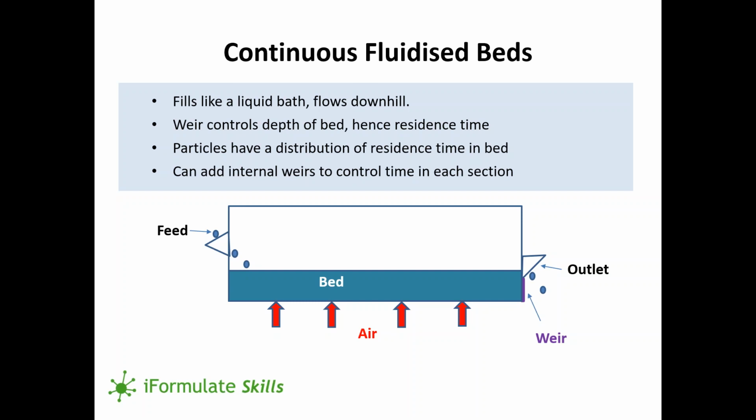Important to note that not every particle in this system will have the same residence time, because of the random movement of the particles. You can add internal weirs into the bed to give you a lot more control on the residence time and the residence time distribution. So that's another optimization that you can do with these beds. They tend to be used for very high throughputs because of the simplicity of the design and because it's a continuous process.